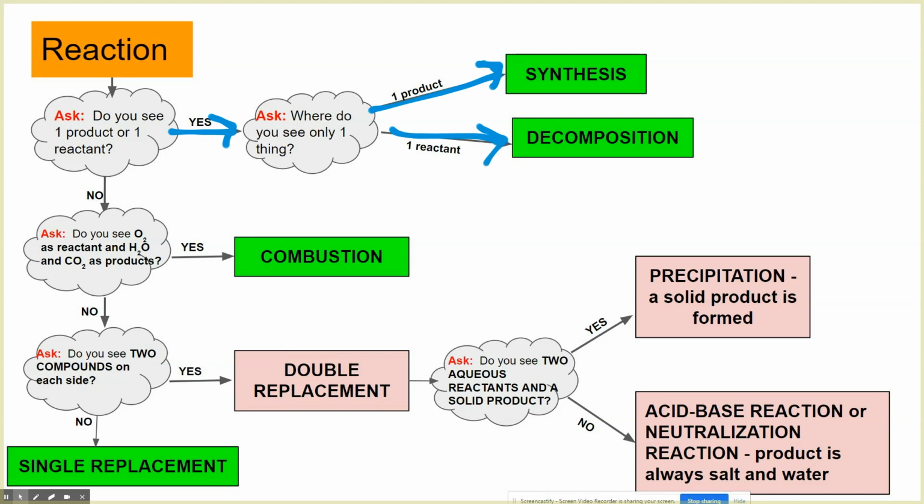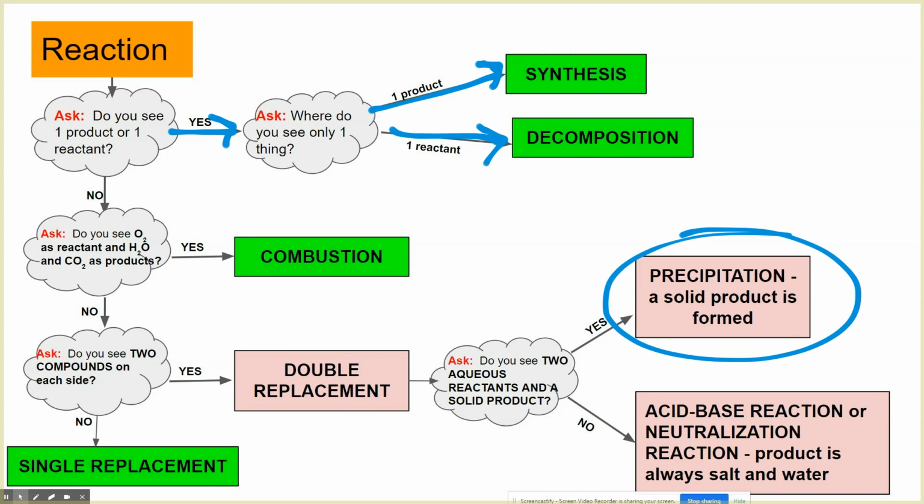Let's say the answer was no. Ask yourself, do you see O2 as a reactant and H2O and CO2 as your products? If you say yes, it has to be combustion. If you say no, keep on going. Ask yourself, do you see two compounds on each side? If you say no, it has to be a single replacement reaction. If you say yes, it's a double replacement. But what type? Ask yourself, do you see two aqueous reactants and a solid product? If you say yes, it has to be a precipitation reaction. If you say no, it has to be an acid base reaction.